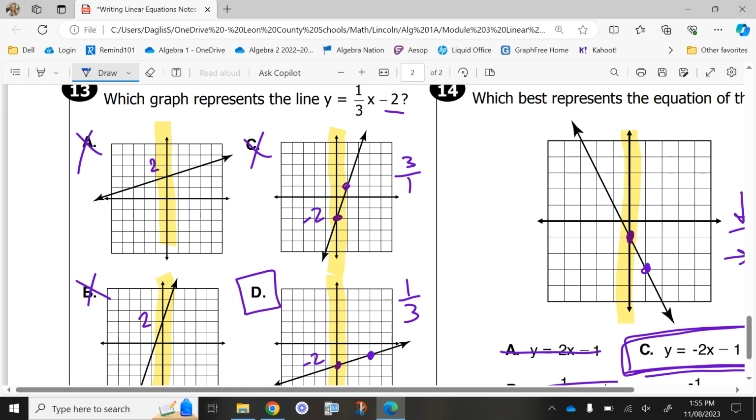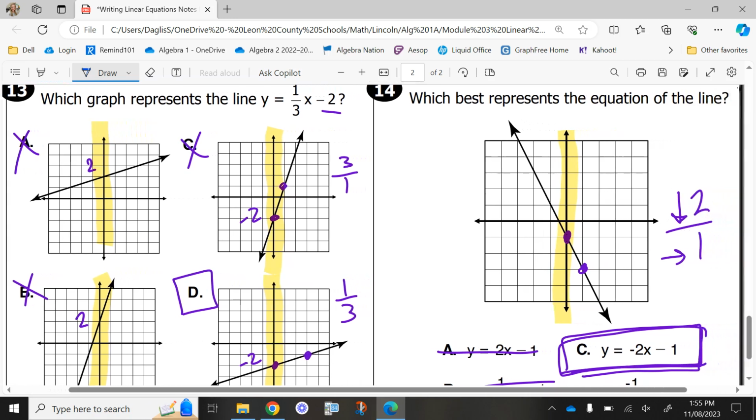The difference between C and D was their slope. So we saw how the points changed. Graph C, they were going up 3 and over 1. Graph D went up 1 and over 3. So D has the correct slope of 1/3. So that's why D is our answer.